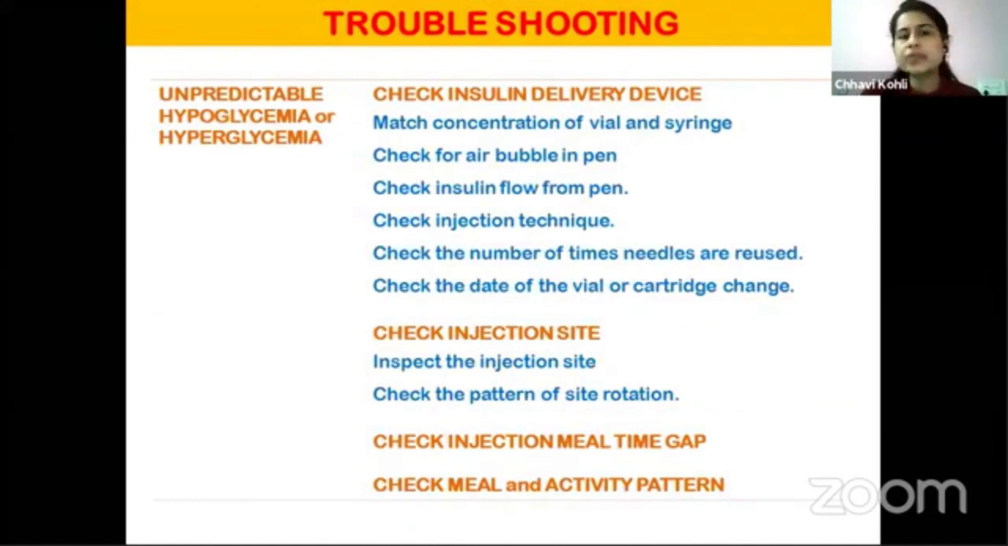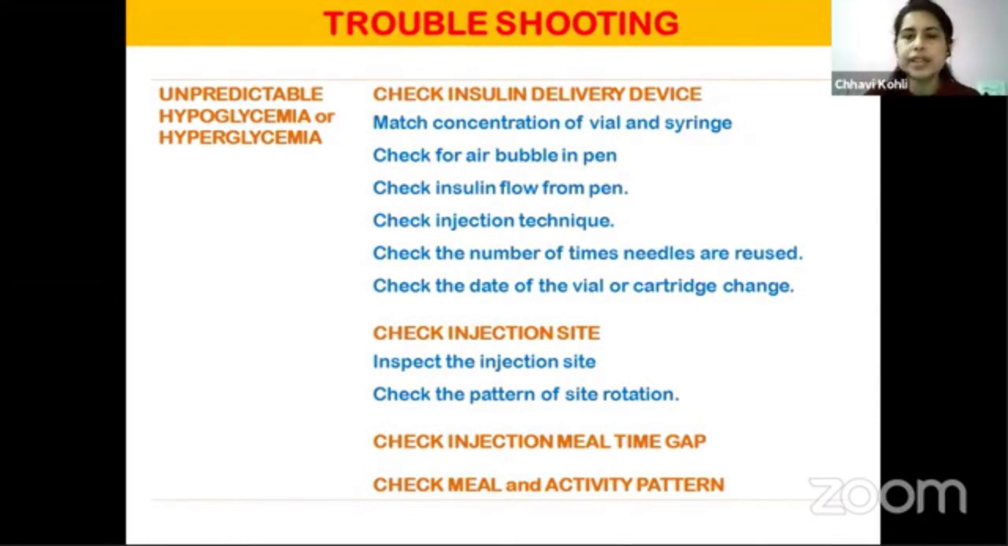Now, many times we see a lot of unpredictable hypo and hyperglycemic incidents, and whenever these things are visible on the chart, the focus goes directly to the meal and the activity pattern of the child or the person. But it has to be taken into account that if devices are not used properly, or if insulin is not injected properly, then it can also contribute to unpredictable fluctuations. So at that time, the insulin delivery devices should be checked.